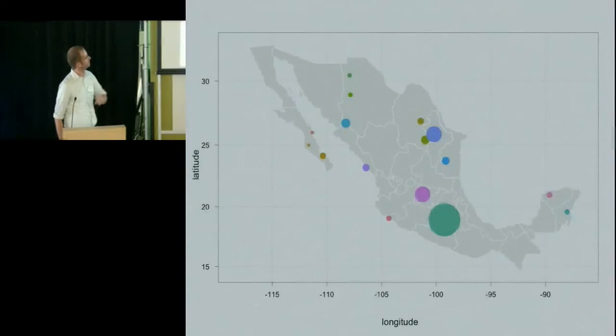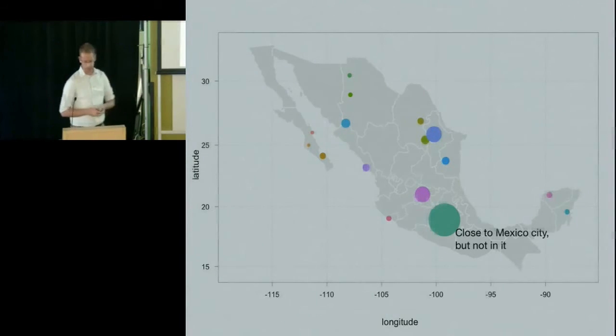If we instead plot the number of deaths by each of those weather stations, we can see there's one really big one, which is pretty close to Mexico City, but not actually in it. Mexico City, I think, accounts for about 20% of the deaths. There are about 100,000 deaths here all up. So I thought, let's just start with a single location. I'll start with Mexico City. That's got a good number of deaths here. I'll match that up to the weather in Mexico City.